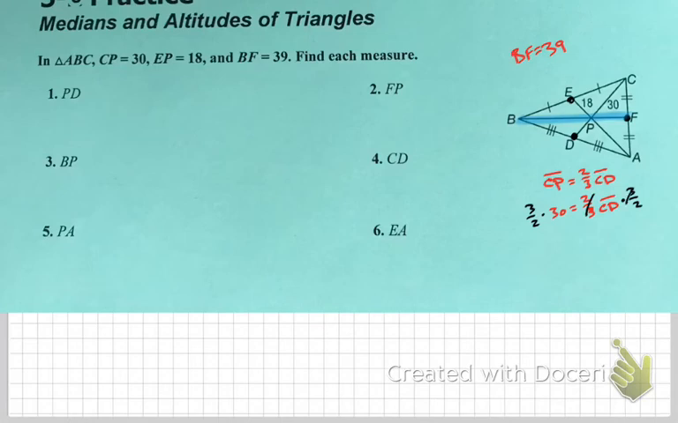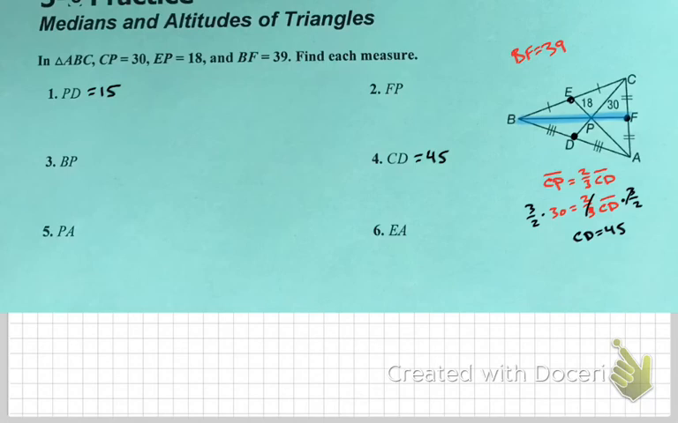3 times 30 is 90. 90 divided by 2 is 45. So that means CD's length is 45. And what do you know? CD is 45 right there. Now, if CD is 45 and CP is 30, then PD is 15. 45 minus 30.